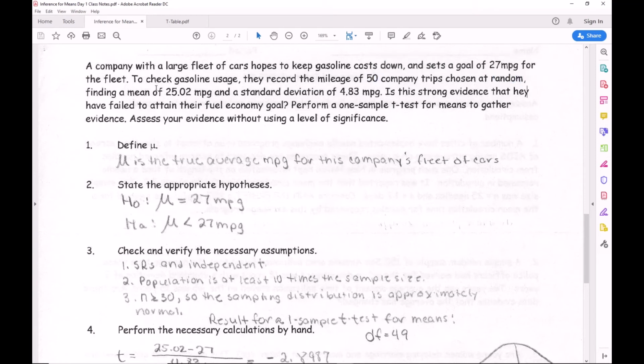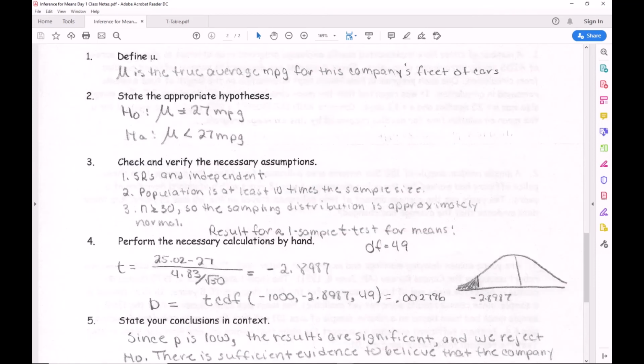All right, so they found a mean of 25.02 miles per gallon and a standard deviation of 4.83 miles per gallon. That seems lower than this. That's not good. All right, it might be only different by sample variation, but it might be that they're not making their goal. Okay, so is this strong evidence that they have failed to attain their fuel economy goal? So we're going to do a 1 sample t-test for means to get some evidence.